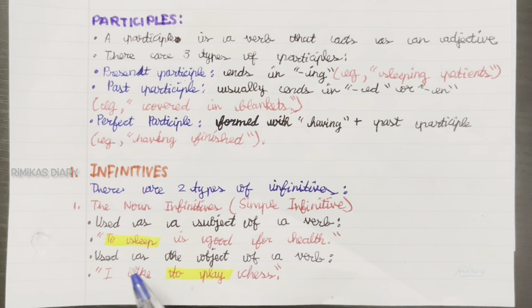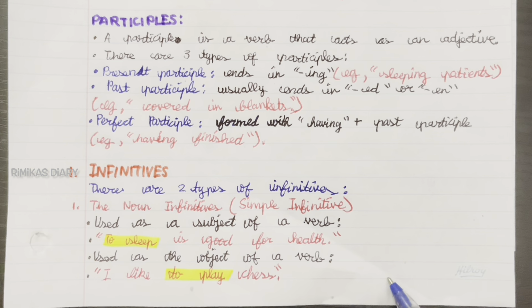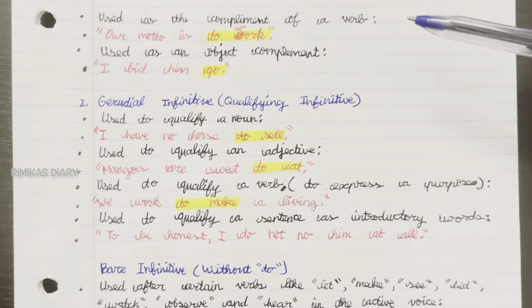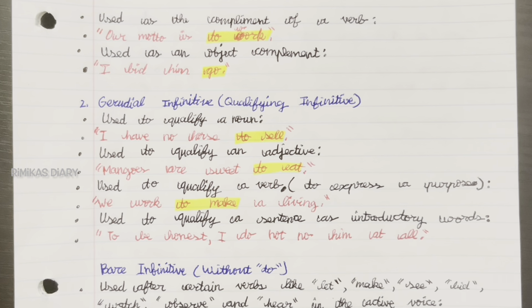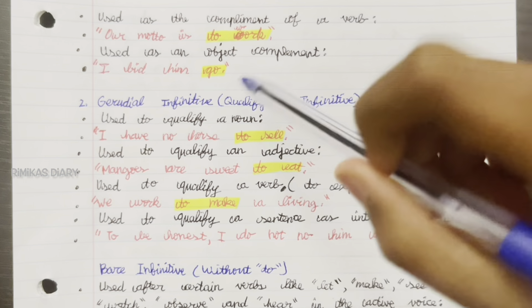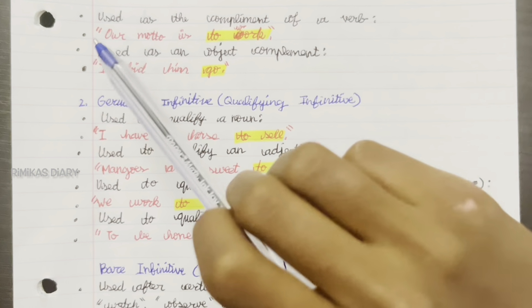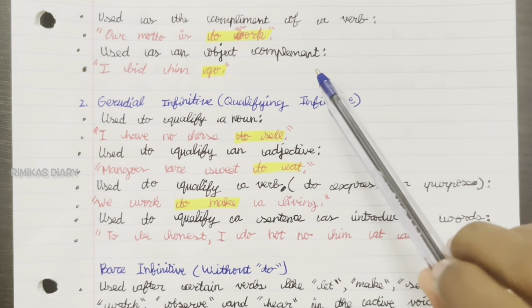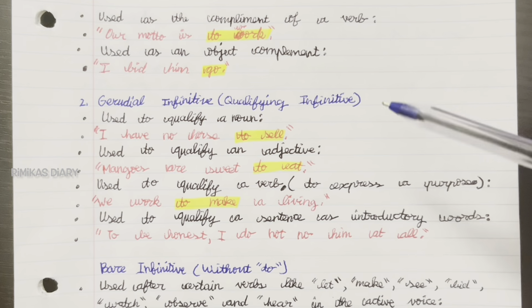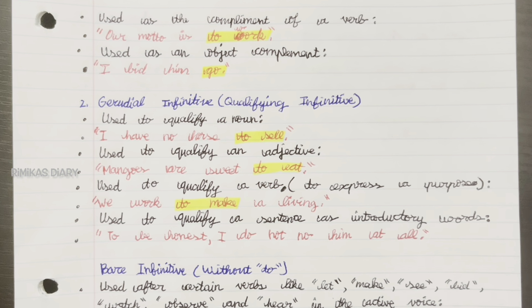Next, it is used as the object of a verb. Example, I like to play chess. Here, to play is the infinitive and it's used as object. It's also used as a complement of a verb. Example, our motto is to work. Here, to work is the complement of a verb. Next, it is used as an object complement. I bid him go. So here, it is used as an object complement.